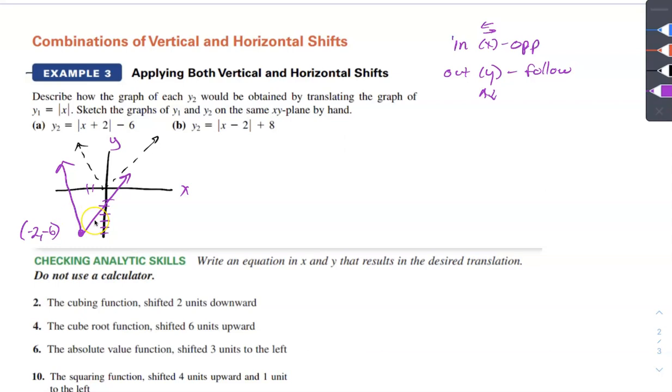Now look at this one. I'm going to do the basic one first, so we all see what it normally looks like. And then this one, we're going to move right 2 and up 8. Inside opposite, outside follow. Inside is my x, and you do the opposite, 2, and outside is your y, and you follow, 8. So we'll start at 2, 8.